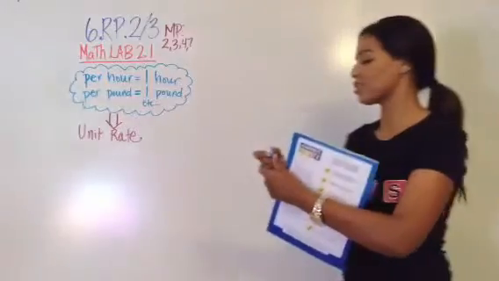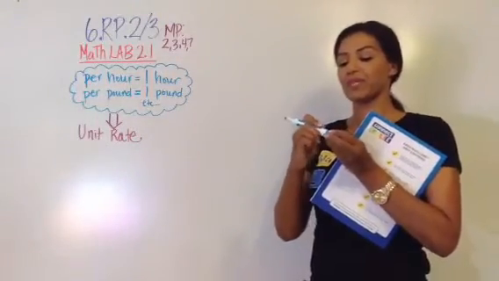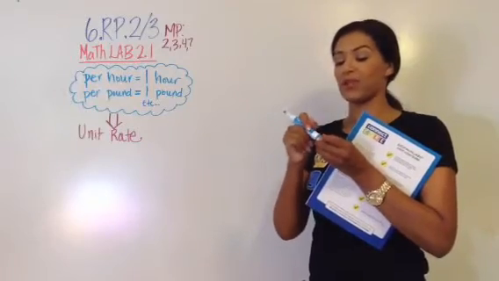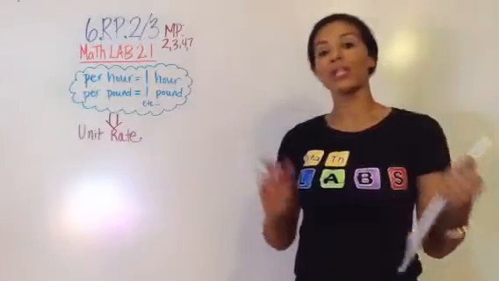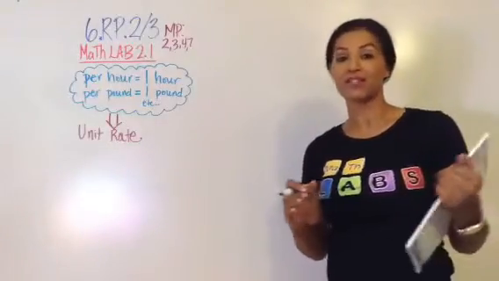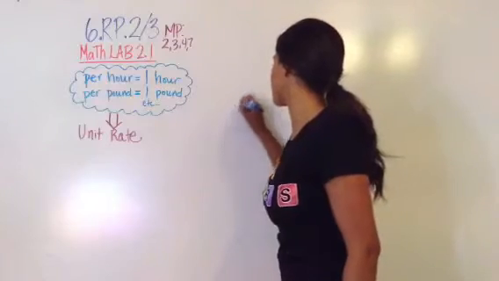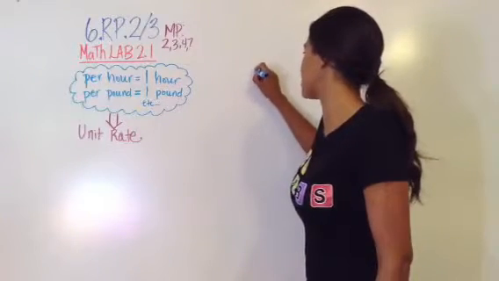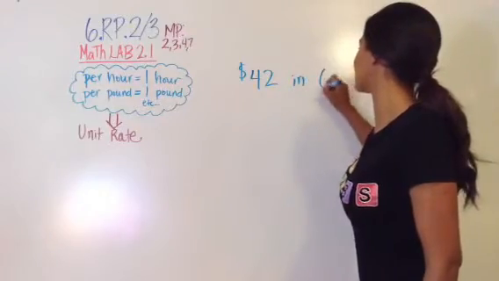All right, so let's start with the scenario here. Amy, and I'm going to just do the first one and model that for you. Amy earned $42 in 6 hours. What is her rate in dollars per hour? Okay. Whether they said unit rate or not, we're going to take the information, which is Amy making $42, and she's doing this in 6 hours.